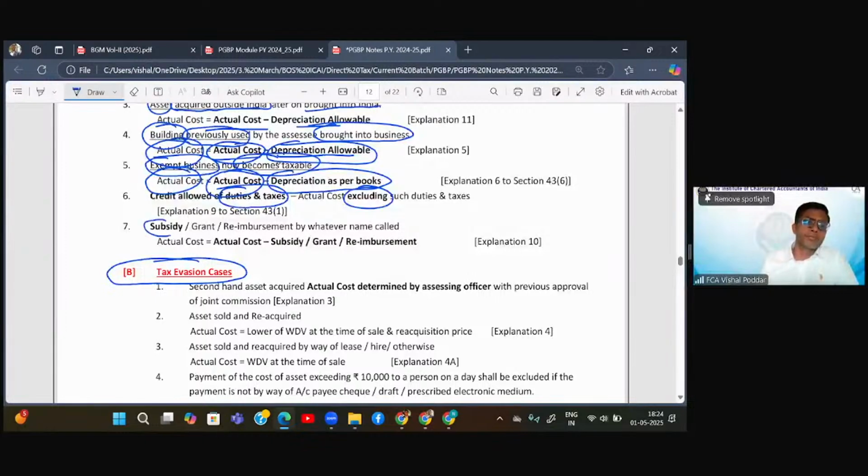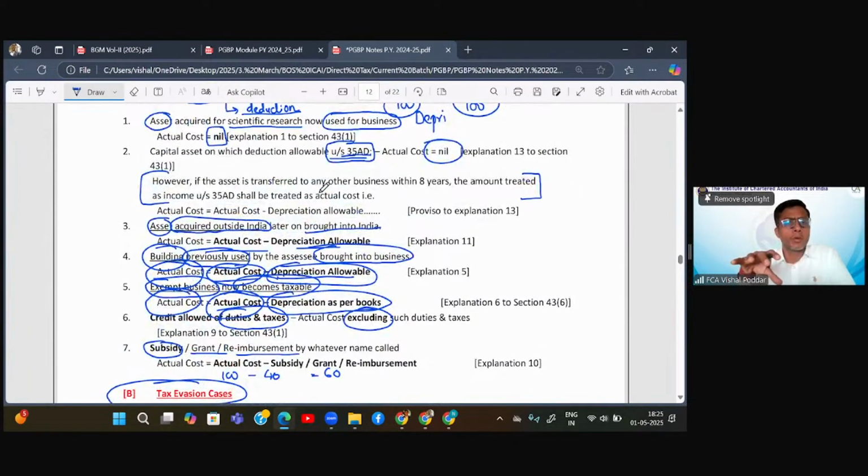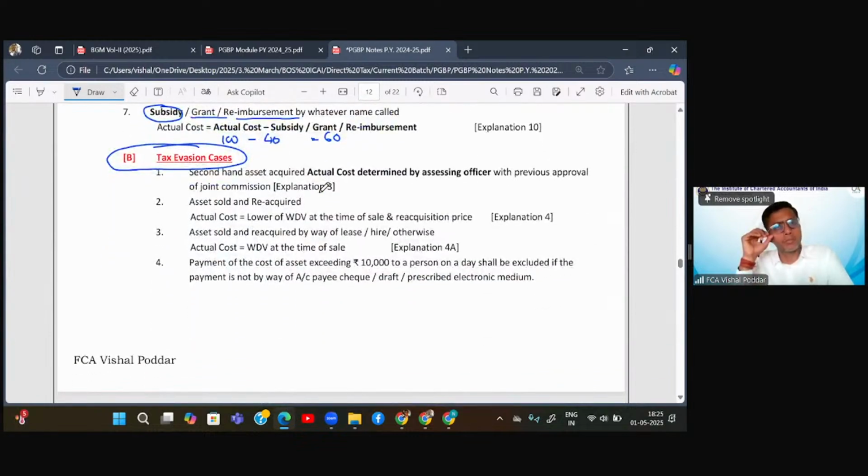And last is where you have received any subsidy or grant or reimbursement by the government towards the cost. So you spent 100, but later on, as per some scheme, 40 was refunded to you. So you have got the benefit of 40. In this case, your cost for the purpose of depreciation has to be 60. So in all these scenarios, even though covered under different provisions, the same logic is flowing. That is why I clubbed them into one category for easy remembrance and understanding.